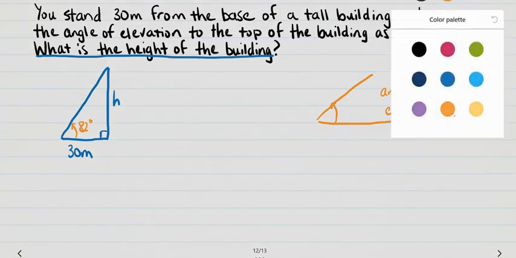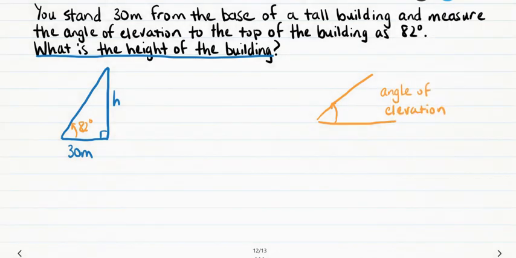Another definition that is related to this that you want to look out for is an angle of depression. So an angle of depression is the opposite to an angle of elevation. It's starting from the horizontal, we measure an angle in the downwards direction. So this would be an example of an angle of depression.